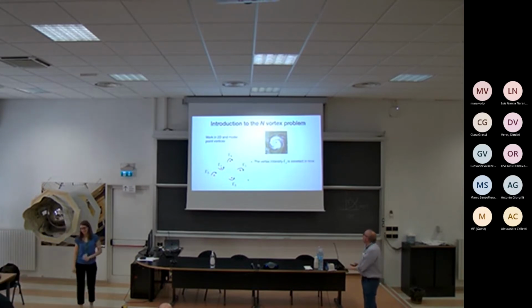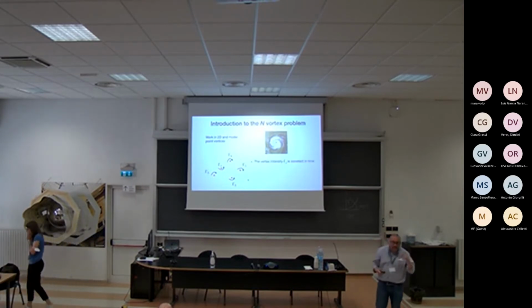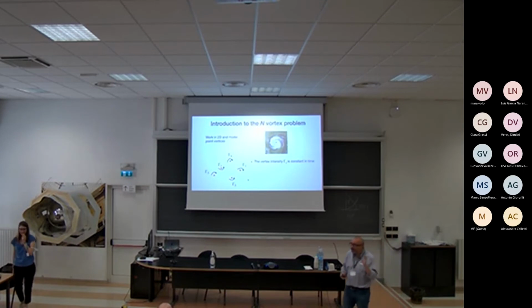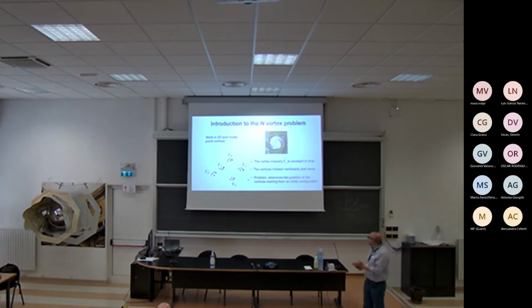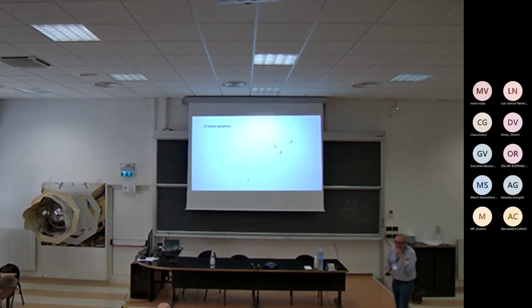So the vortex intensity, that's the circulation around each of the vortices, remains constant in time because it's a conservative model, so there is no viscosity. These vortices interact non-linearly and they move, and obviously the problem is to determine the position of the vortices starting from an initial configuration. So how do they move? I tried to make a picture showing you how they move.